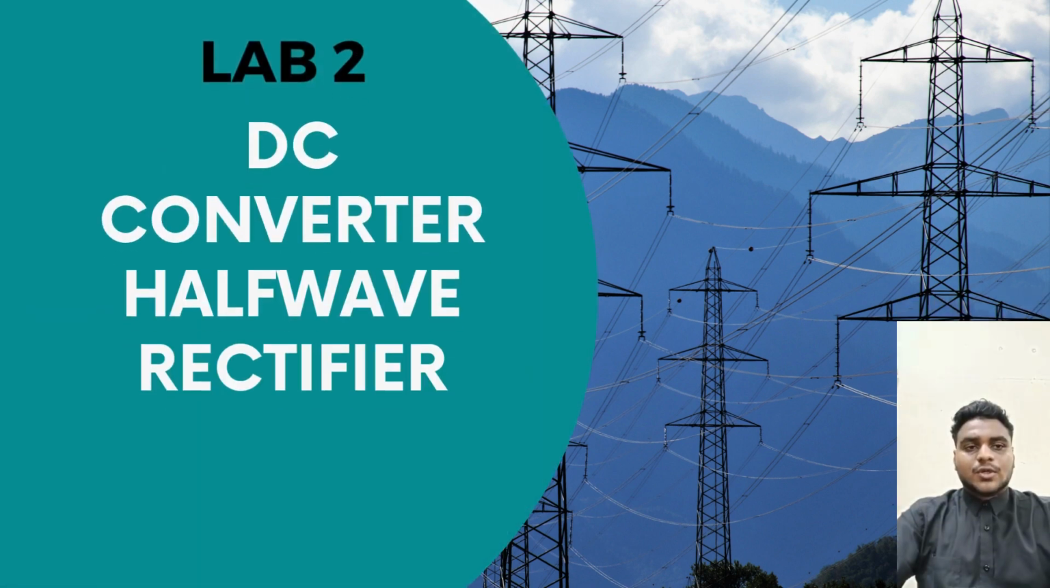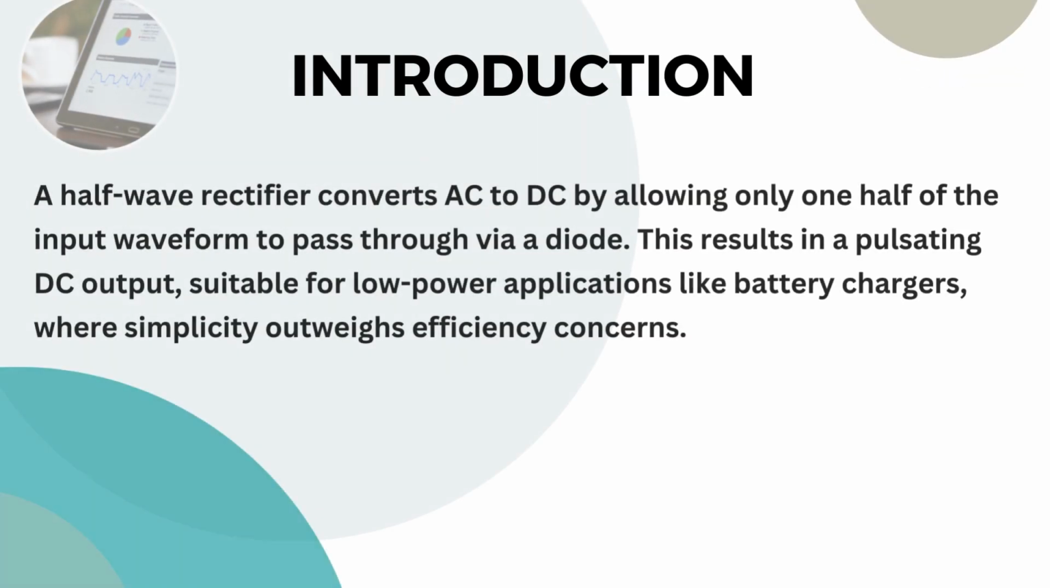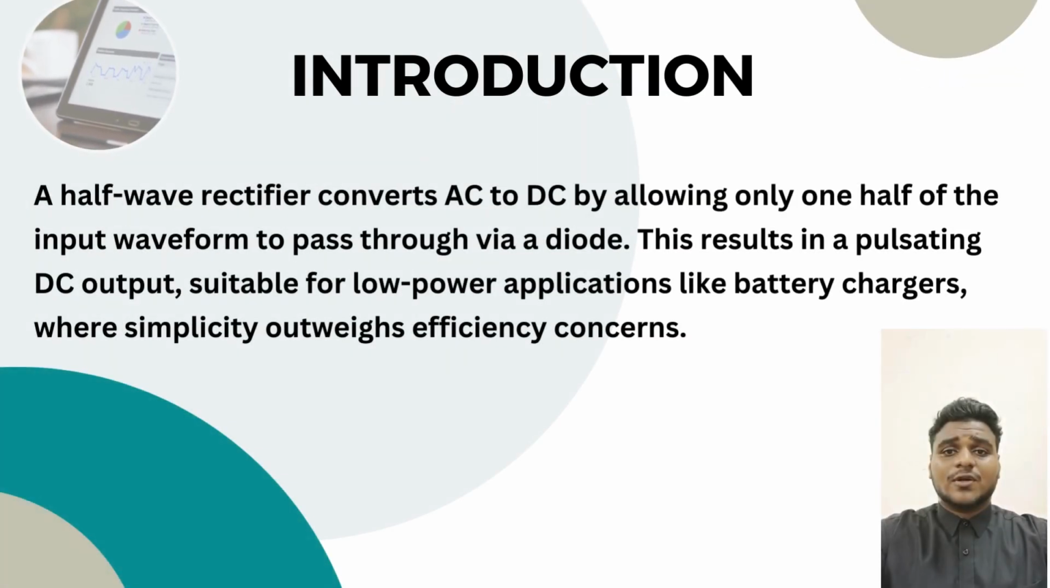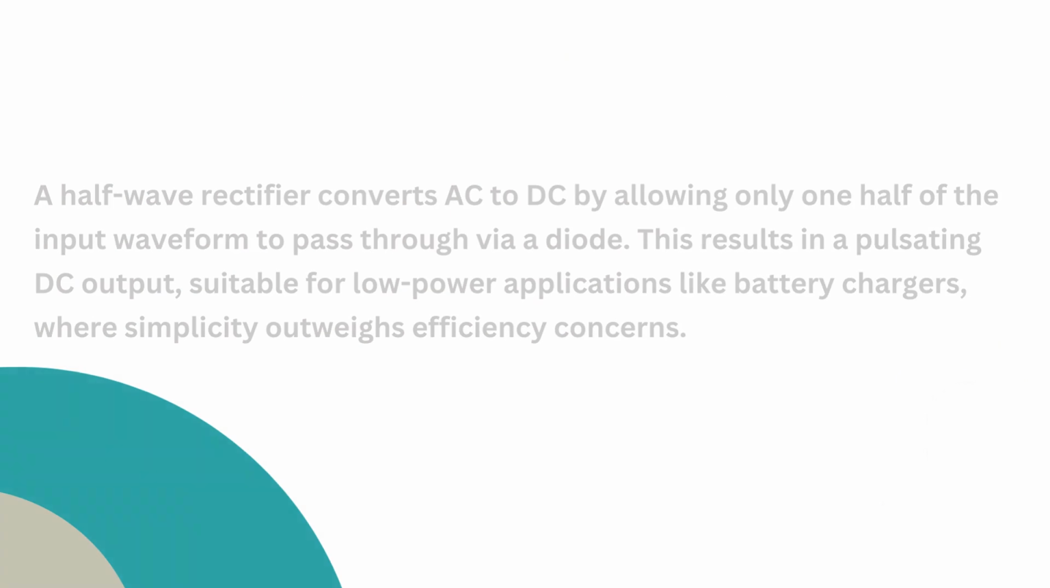And today I would like to talk about Lab 2, the DC converter half-wave rectifier. For the introduction, a half-wave rectifier converts AC to DC by allowing only one half of the input waveform to pass through via a diode. This results in a pulsating DC output suitable for low power applications like battery chargers, where simplicity outweighs efficiency concerns.